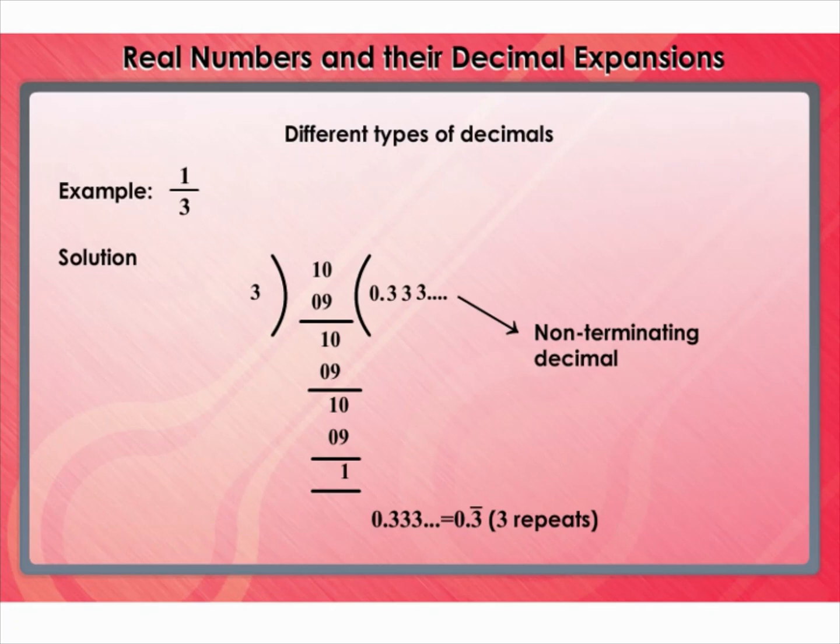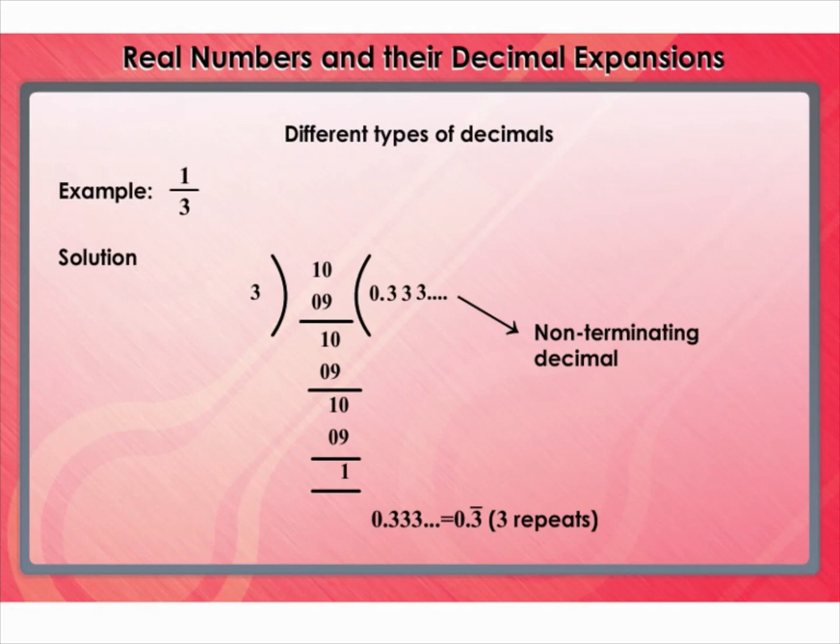0.333 and so on would be the quotient. Such decimals are called non-terminating decimals. In this particular decimal, 3 is repeating itself. So we can write it as 0.3 with a bar over the number 3. This means this decimal would never terminate and 3 would keep on repeating itself, and thus we get 0.333 and so on.